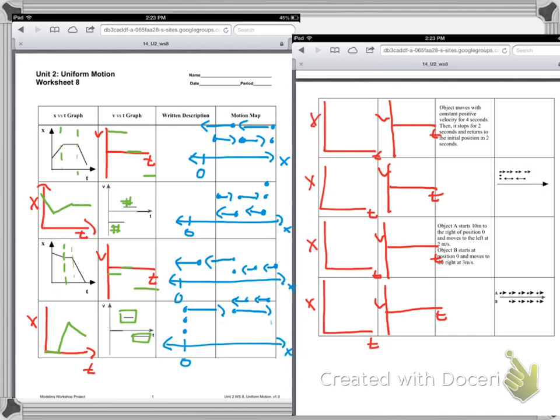So here we have an object moving with a constant positive velocity for 4 seconds. So positive velocity, 4 seconds, starting at the origin. Constant velocity on the position time graph is the slope. So we have a positive slope for 4 seconds.